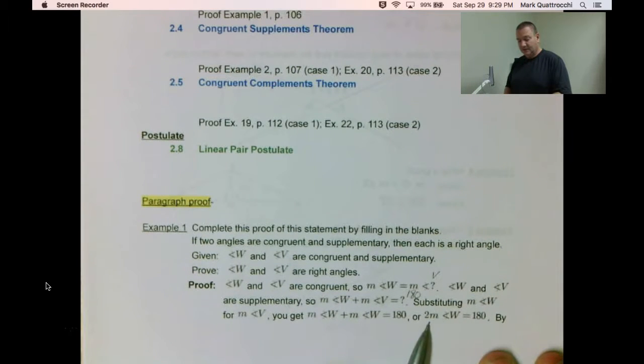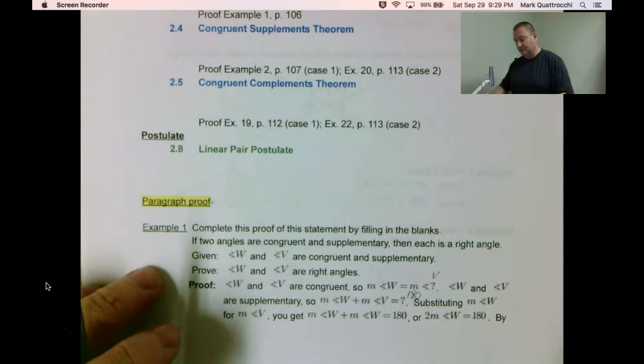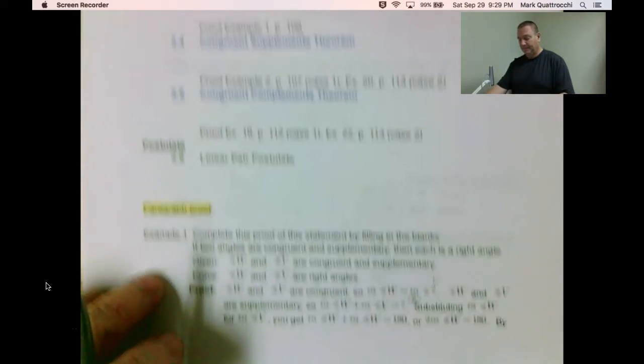Now the book is going to say this next step is simplifying. And I don't think that's descriptive enough. So I require that my students say that going from measure of angle W plus measure of angle W to 2 times the measure of angle W is combining like terms. There's going to be a reason for that.